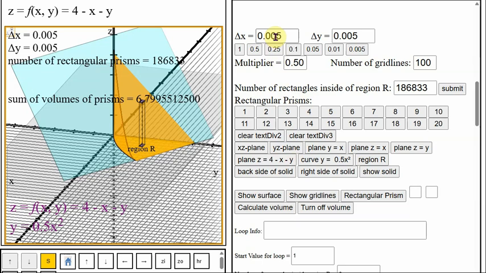And when the length and the width of each rectangle is 0.005, there are approximately 186,833 rectangles inside of region R. And the sum of the volumes of the prism is 6.79955.